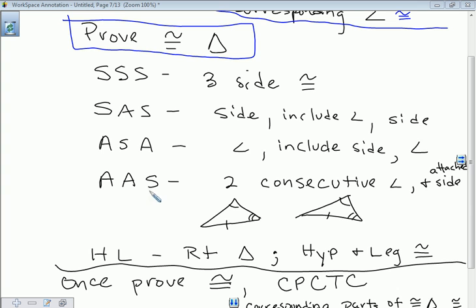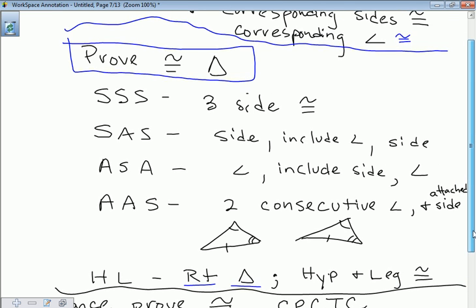Angle, angle, side. That's where we have 2 consecutive angles and an attached side congruent to 2 consecutive angles and an attached side. And then HL. The big deal is you have to start off with a right triangle. Otherwise you don't have a hypotenuse, right? So we have a right triangle with a hypotenuse and a leg congruent to a right triangle's hypotenuse and leg.